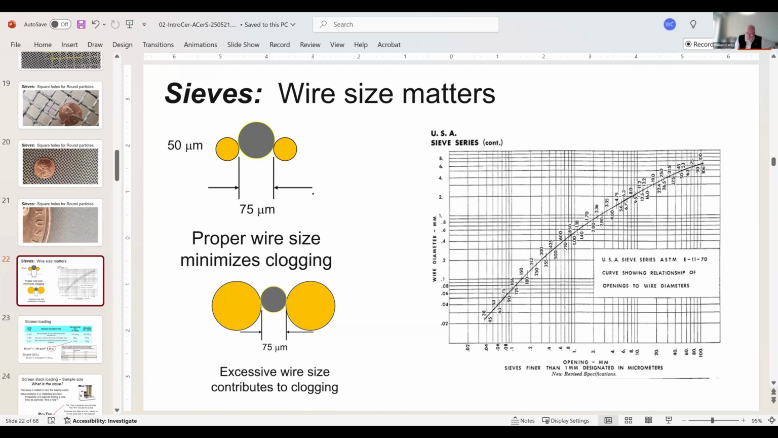If I have a big wire like here, then the particle has this whole area. I can pick up a big particle and clog it in here, but a small particle will clog this screen also. And I want my particle size and my wire size to be roughly similar. So there's a chart. This comes out of ASTM, and there are some really good references for this. If you want them, I'll provide them. Wire diameter here, as a function of sieve opening size, and this is your curve. These are designed very, very well, and they try to minimize clogging.